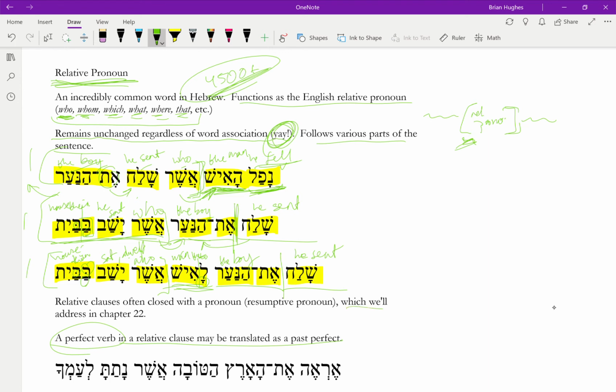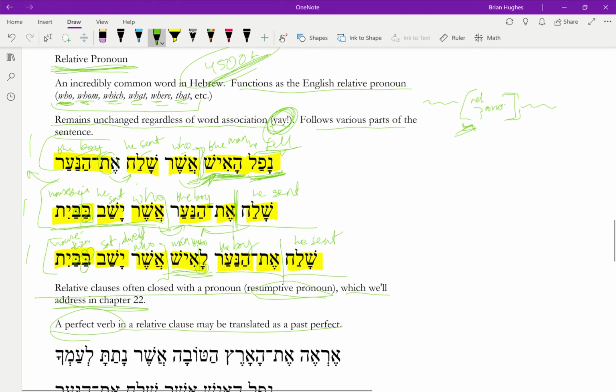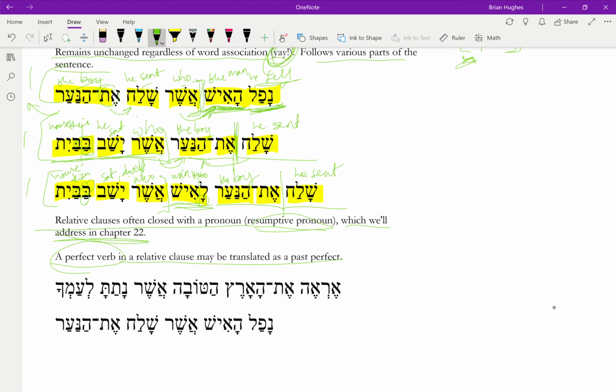And so we're going to learn this in chapter 22. So it's not, I think, until next semester. But just to log this here, oftentimes these relative clauses are closed with a pronoun, and that's called a resumptive pronoun, and we'll talk about that in chapter 22. But just if you were curious, that's where we're going to go in a few chapters. As I already said, a perfect verb and a relative clause can be translated as a past perfect.